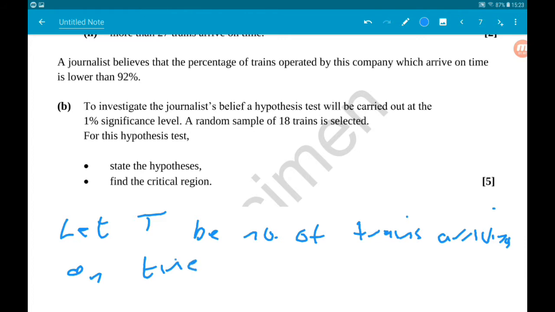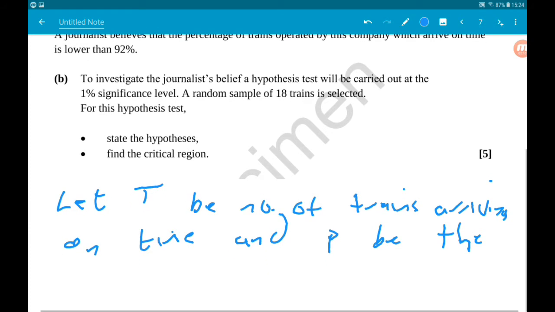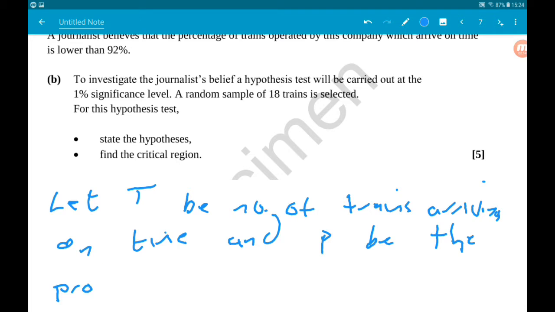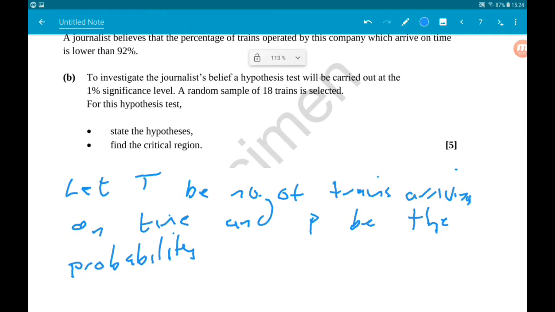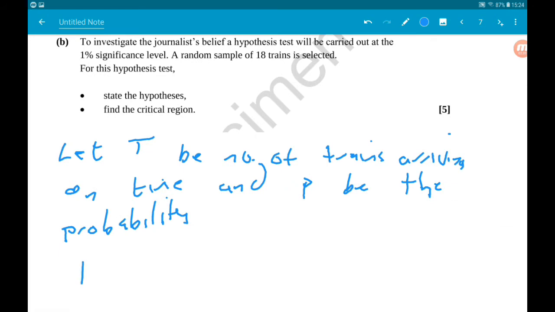And I guess we should introduce something for the probability, so I'll use p. So let p be the probability. Okay. So, for our hypotheses, H naught, the null hypothesis, is always the one where the probability stays the same. So, H naught is that p is equal to 0.92.